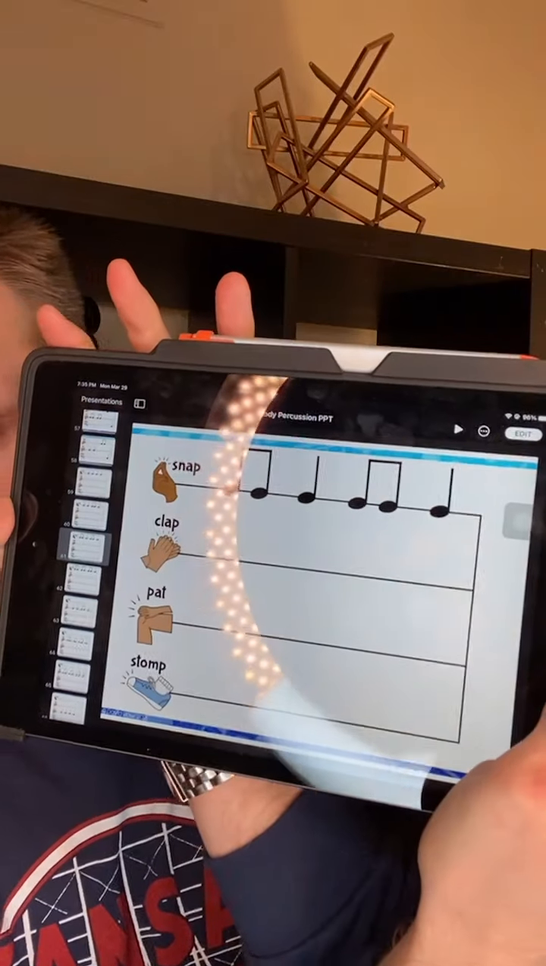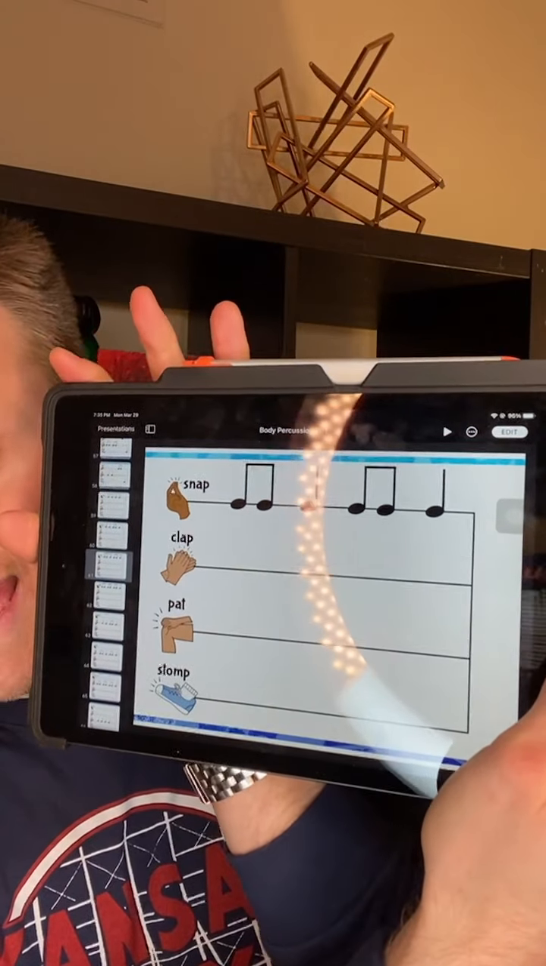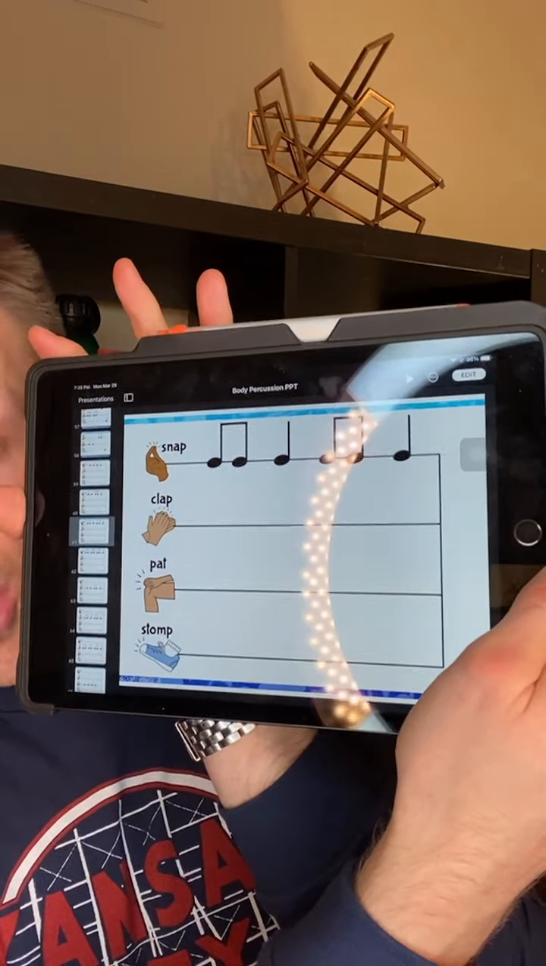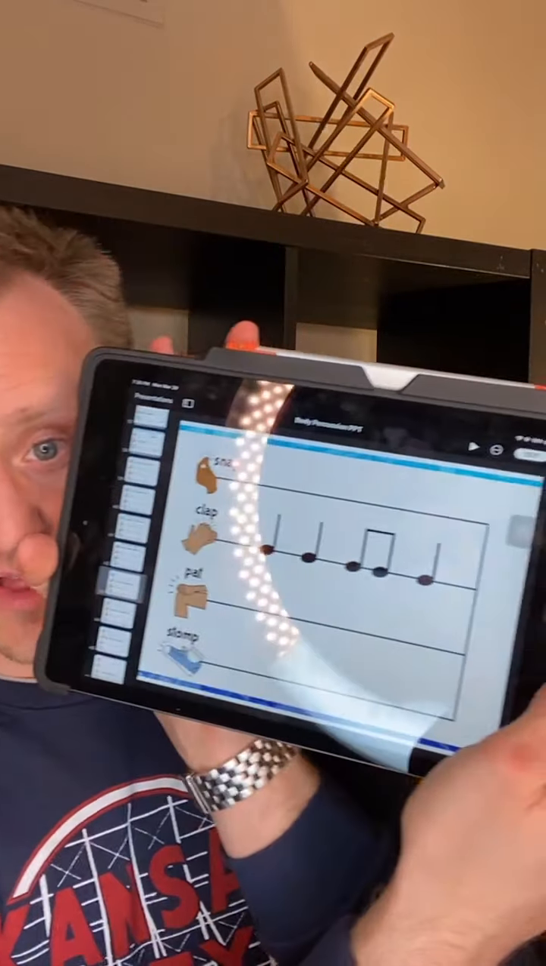Instead of here are 5 lines, it's a little bit more simplified. It's a little easier for them to get. Later on, maybe by the time we're done with second grade, we'll get to a 4-line staff like this where there's snapping, clapping, patting, and stomping. But even if we did that, the first few examples would be all on one line or all on another line where they're not jumping between those 4 lines. It's always simple first and then move to complex.